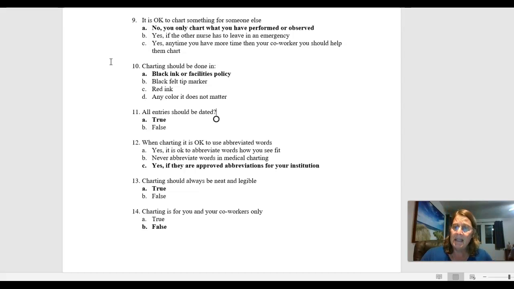Number 13, charting should always be neat and legible, and that is true. It's the main reason why electronic charting came into place, because there were so many mistakes happening. The biggest purpose of your charting is to make sure that patient care is being done correctly and passed on correctly to the next person, so we always have a tracking method to make sure proper care is being done. It also helps you with the legalities of nursing. But what was happening is doctors would write an order and you couldn't read it correctly, and so sometimes improper care was being done. So it's one of the reasons why medical charting has gone over to the electronic format.